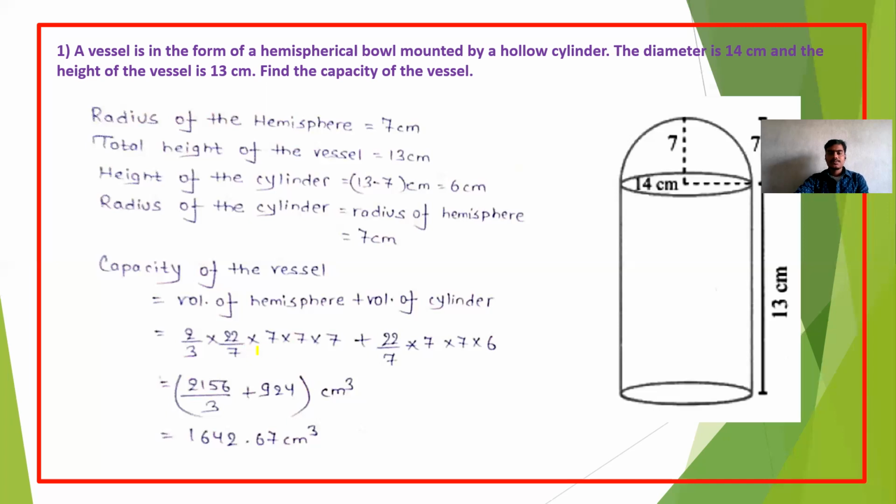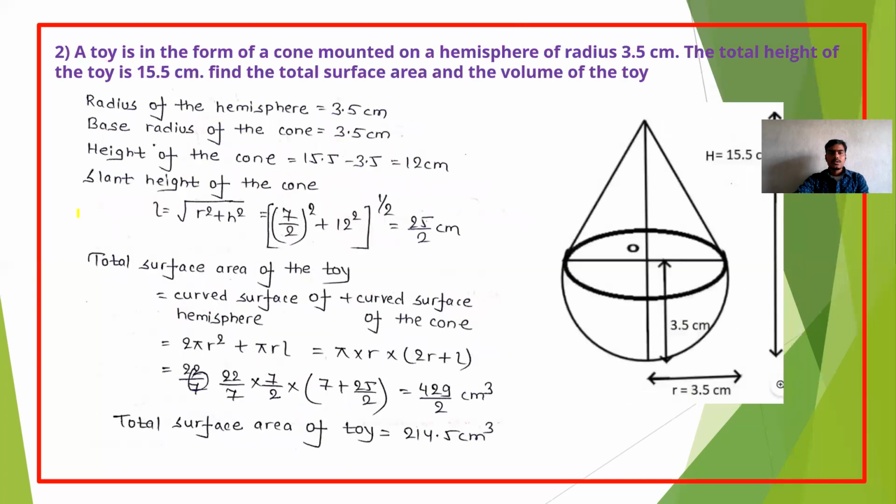Now the next question is: a toy is in the form of a cone mounted on a hemisphere of radius 3.5 centimeter. The total height of the toy is 15.5 centimeter. Find the total surface area and the volume of the toy. In the figure, this is the total toy. Just see carefully that the toy is made of two parts. The upper part is a cone and the lower part is a hemisphere.